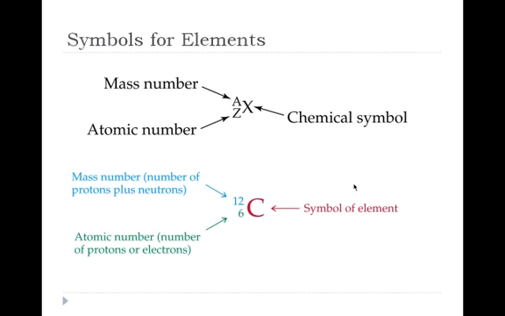The top number is the mass number, and remember how heavy an atom is. Remember, the electrons weigh nothing, the protons weigh 1, the neutrons weigh 1.